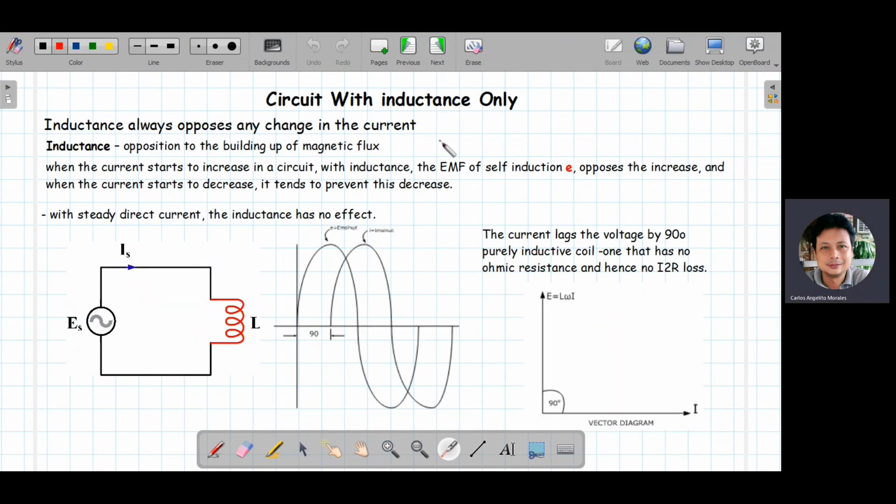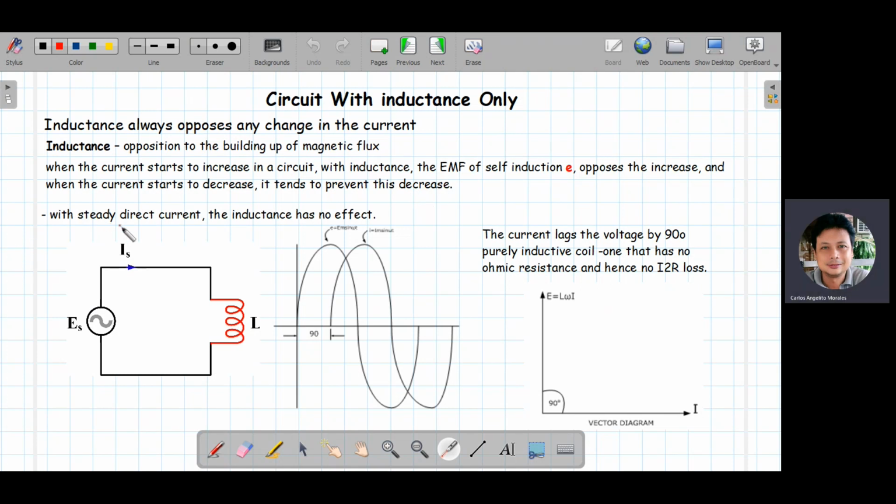So pag circuit with inductance lang, paano naman? Inductance always opposes any change in the current. So ang inductance ay parang resistance din, no? Sinasalungat niya yung kahit na anong pagbabago na nangyayari sa isang kuryente, no? So inductance, it is the opposition to the building up of magnetic flux. When the current starts to increase in a circuit with inductance, the EMF of self-inductance opposes the increase. And when the current starts to decrease, it tends to prevent this decrease.